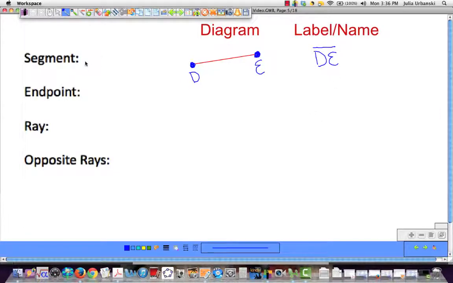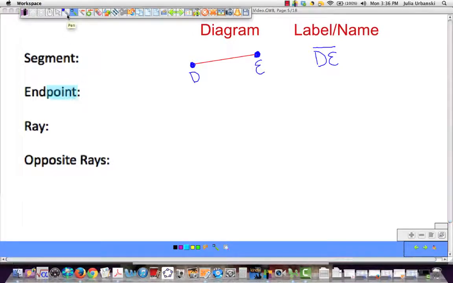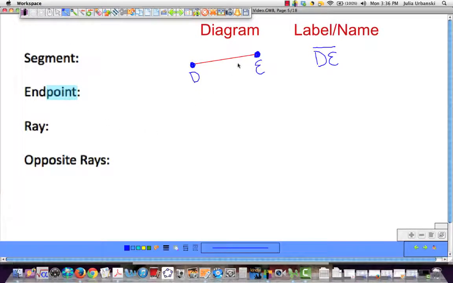That's the name of the segment. But to name an endpoint, you're just labeling points, not a segment. So you just need 2 points. Think about which point you would use as an endpoint. You can either use endpoint D or endpoint E. There's no bar across the top. You're just labeling point D or point E.